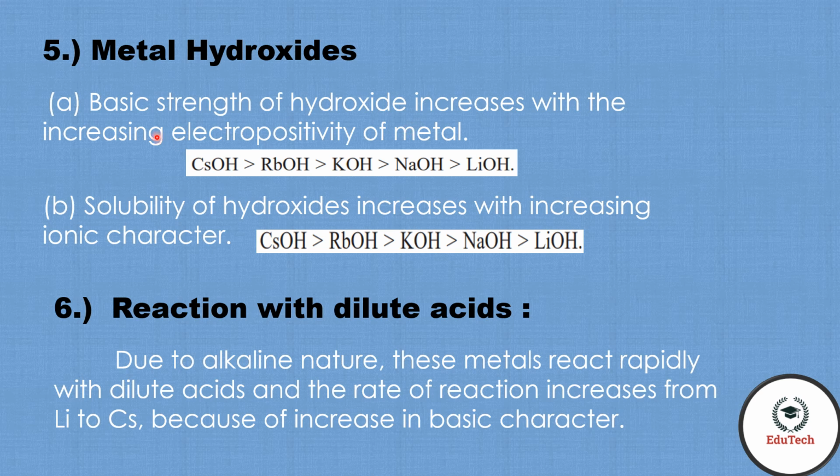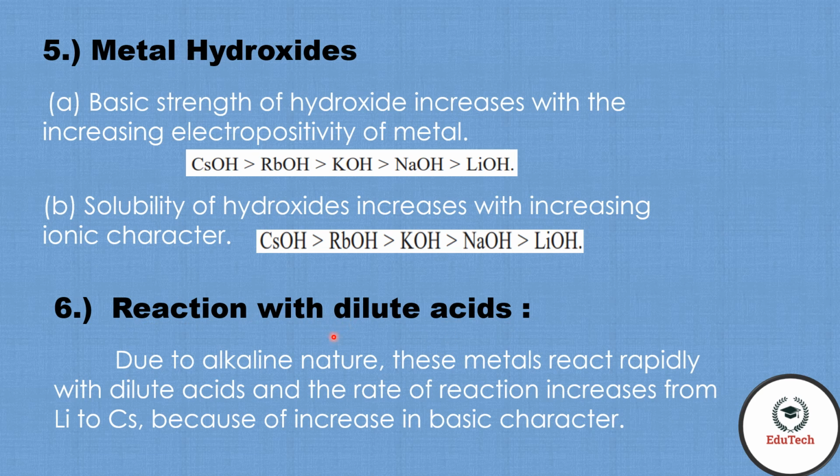Metal hydroxides. The basic strength of hydroxide increases with the increasing electropositivity of the metal. See here, highest is cesium hydroxide, greater than rubidium hydroxide, greater than potassium hydroxide, greater than sodium hydroxide, greater than lithium hydroxide. Now we know that as the elements have increasing electropositivity down the group, solubility of hydroxides increases with increasing ionic character. Similarly the solubility also.